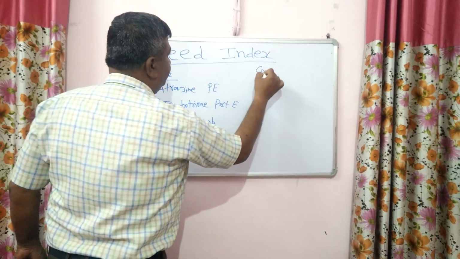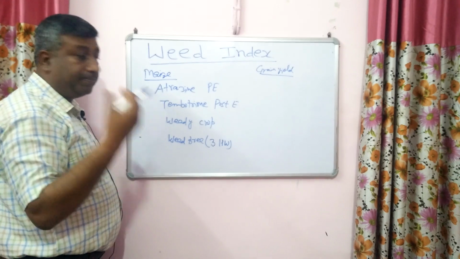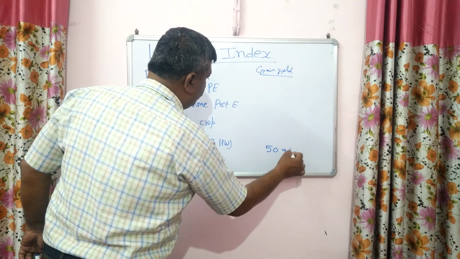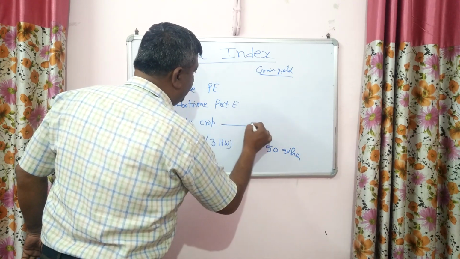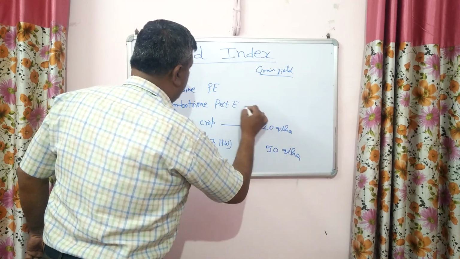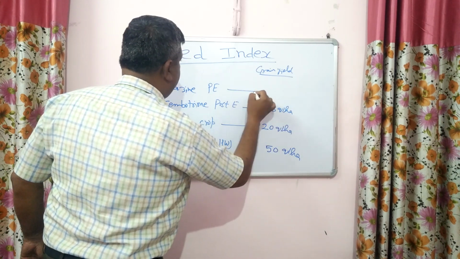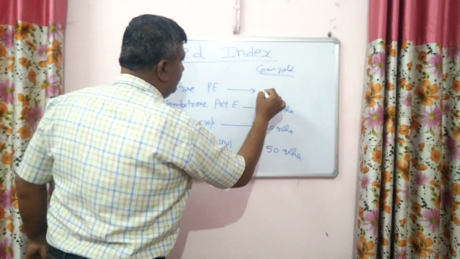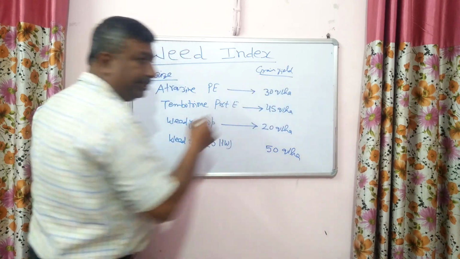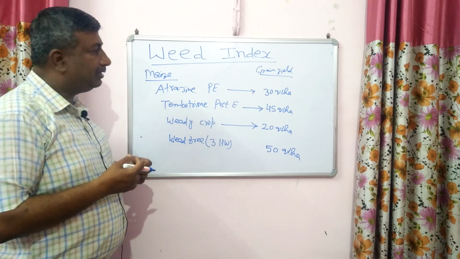And the grain yield, suppose in weed free crop means the maximum yield, suppose it is 50 quintal per hectare, and weedy crop it is suppose 20 quintal per hectare, and in tembotrione suppose it is 45 quintal per hectare, and in atrazine it is about 30 quintal per hectare. So these are data like that. Then we can calculate the weed index. So how is this weed index calculated?